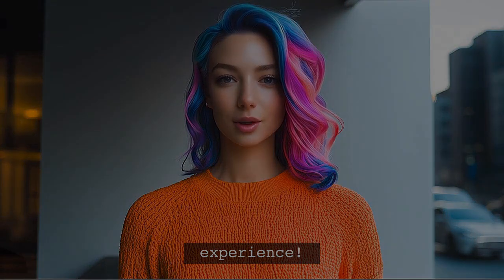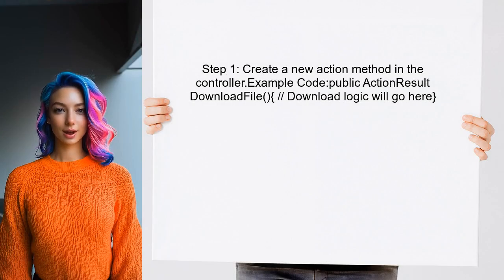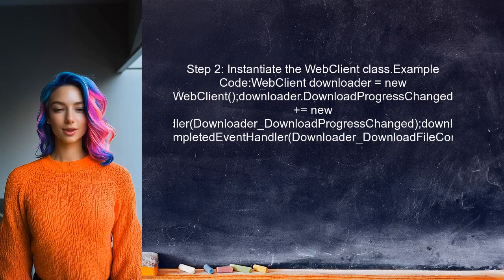To begin implementing the download functionality in the ASP.NET MVC application, the user should first create a new action method in their controller. This method will handle the download request. Next, the user needs to instantiate the WebClient class within this action method. This will allow them to set up the download process and handle events.